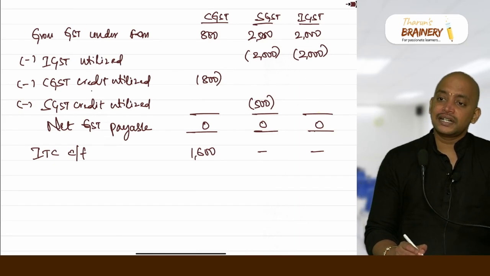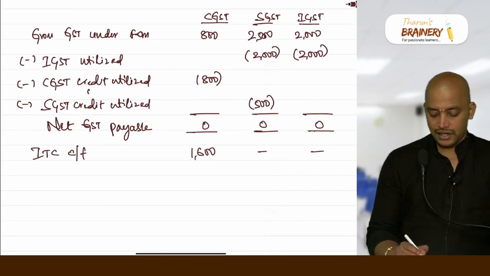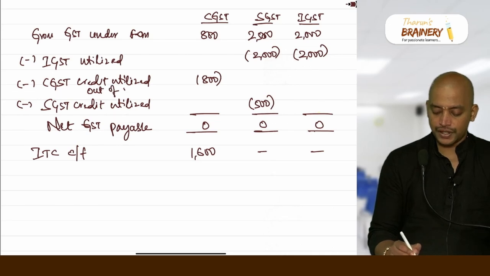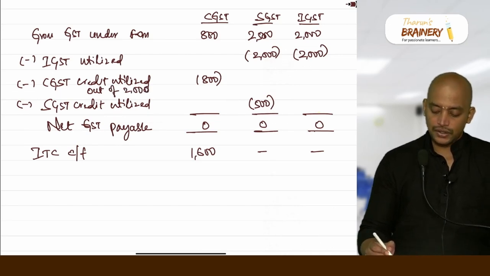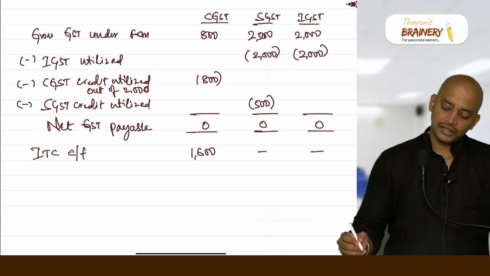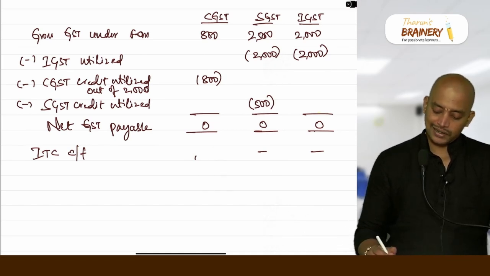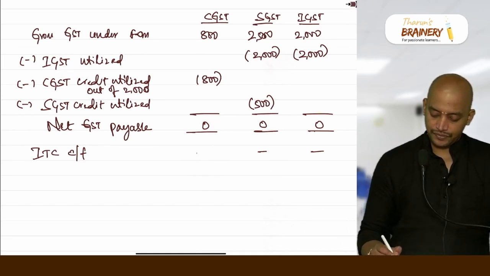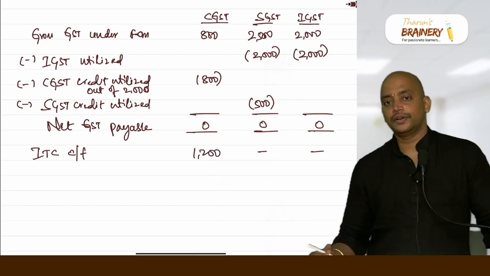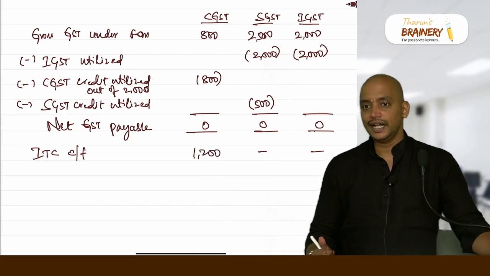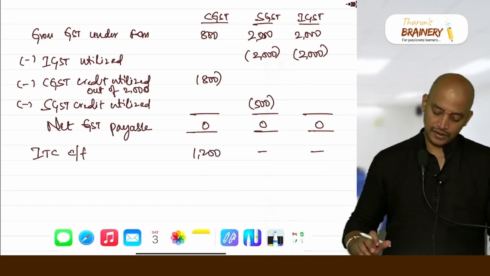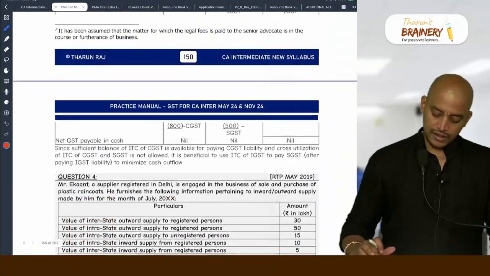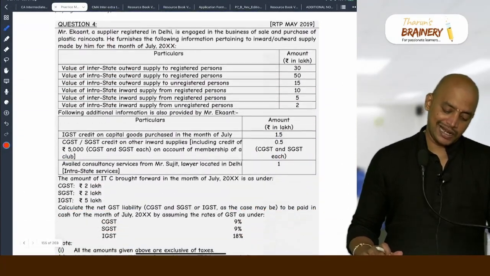How much CGST credit? Okay, out of 2000. Out of 2000, how much we used? So then what is left? 1200. 1200. Okay. Done? So that is about this. Then next.